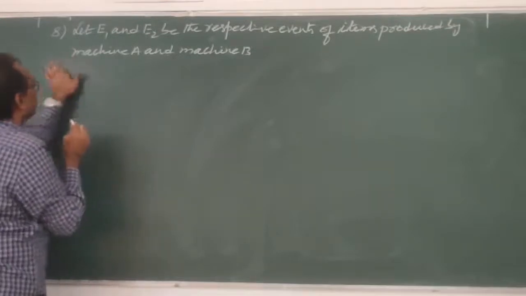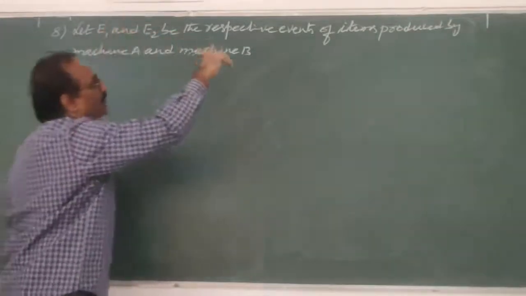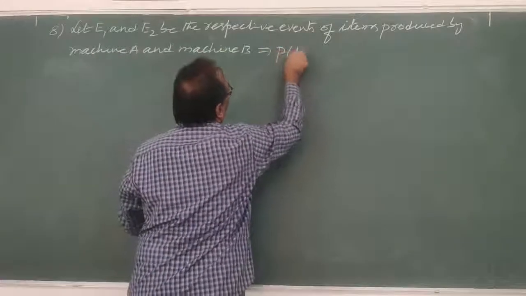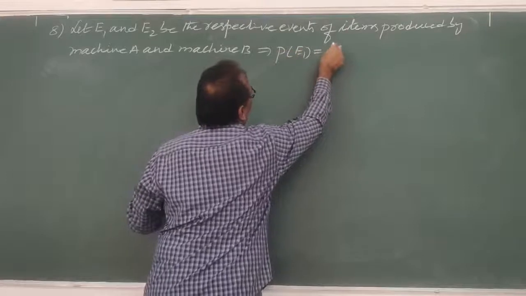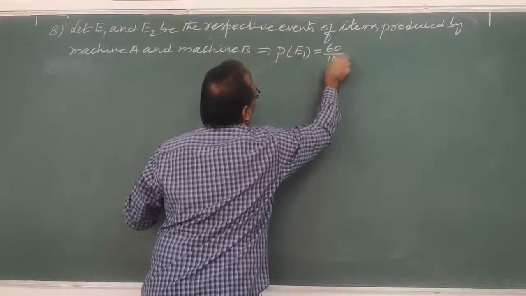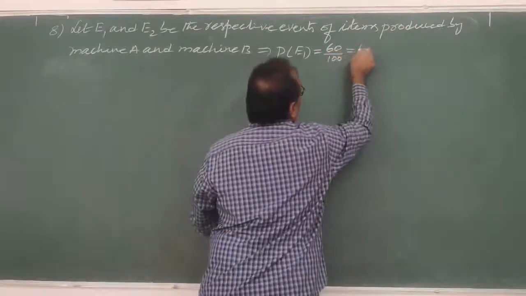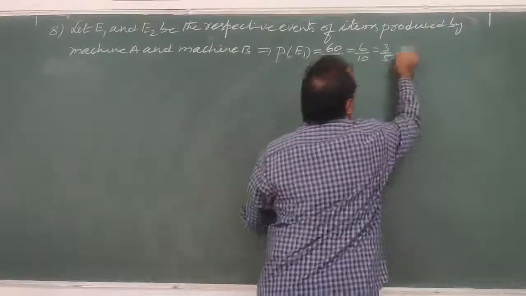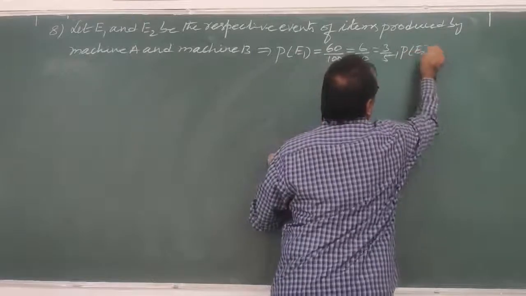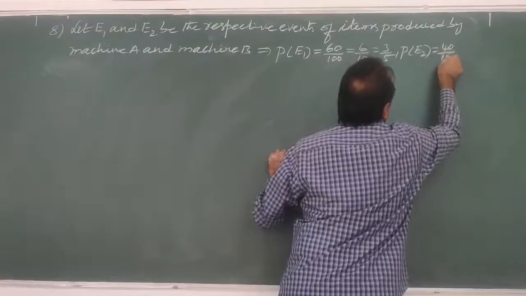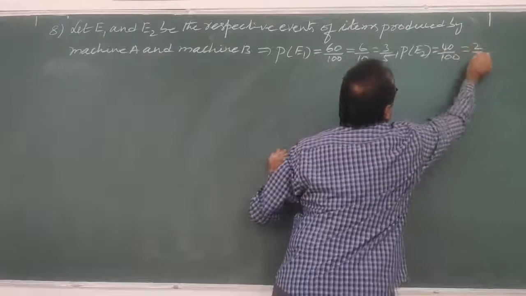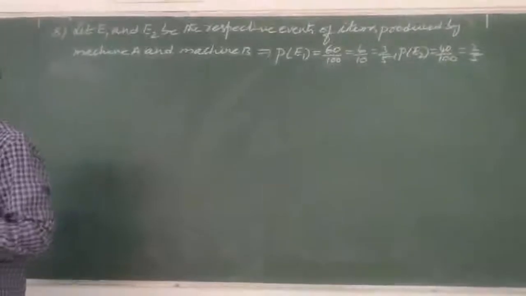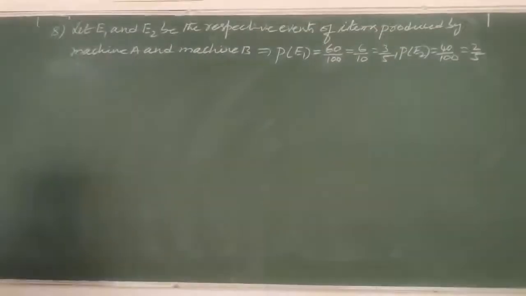Generally, what you are doing now? Probabilities there, E1, E2 probabilities. This implies the probability of E1 is already said. The capacity of machine A is 60%, which means 60 by 100, which is 6 by 10 or 3 by 5. The probability of E2, machine B, is 40%, and 40 by 100 is 4 by 10 or 2 by 5. So 3 by 5, 2 by 5 according to the given statement. You see, 40%, 60% is already given, so we wrote it.